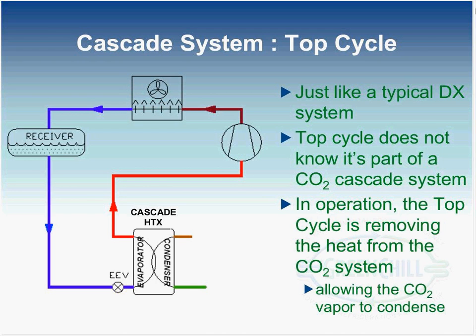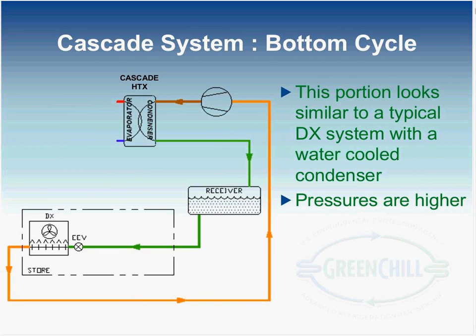There's less pressure drop, which would help the efficiency of the system, as there are fewer heat gains in this portion of the system, which again would improve the overall efficiency of the system. Next, we'll look at the portion to the bottom right of the cascade heat exchanger, and this is where the CO2 is being used for the purpose of refrigerating the retail space. We refer to this portion of the system as the bottom cycle.